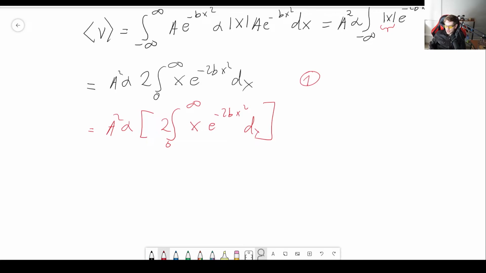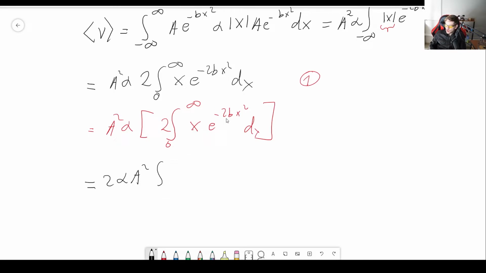Well, either way, once we get to this, of course, let's take the 2 outside first. And now, what do we have in here? How would we integrate this? Well, this kind of looks like a Gaussian integral. What I would like to do is try to transform it into a Gaussian integral.